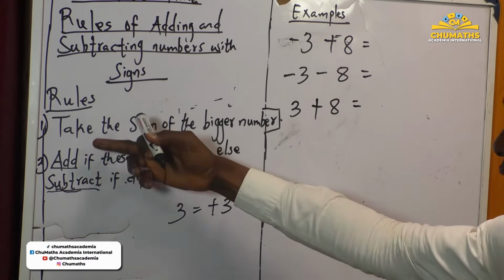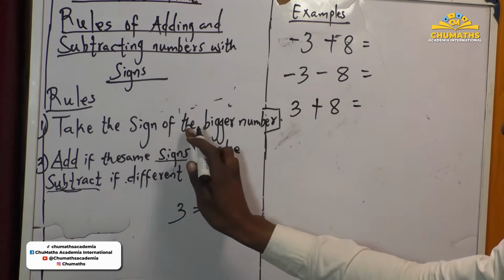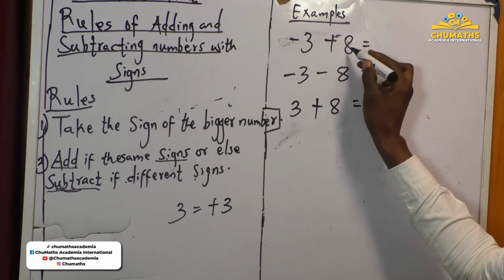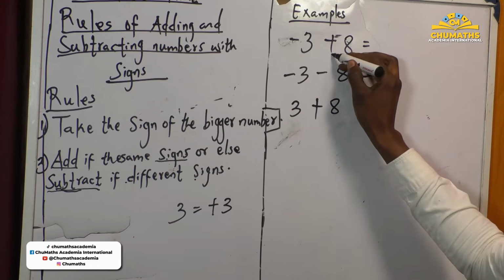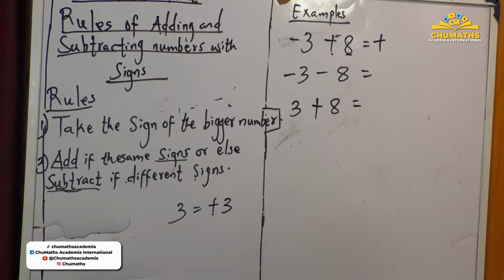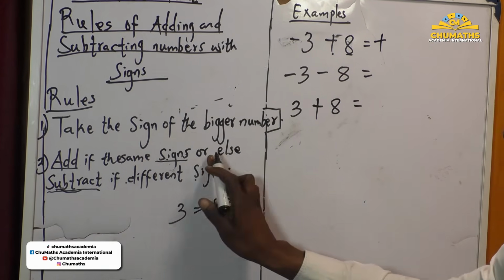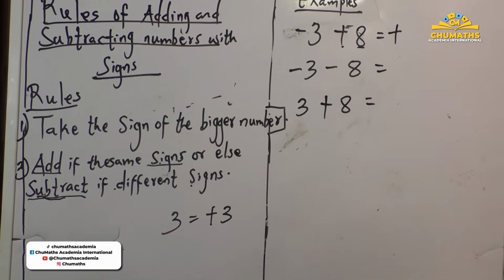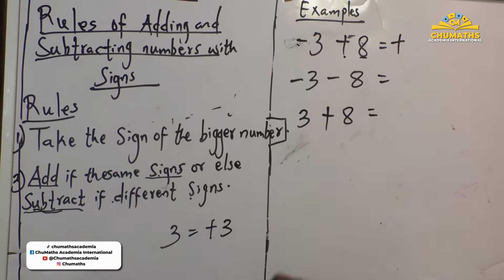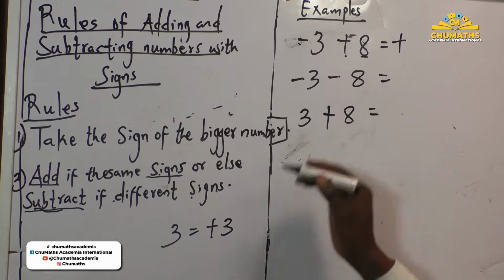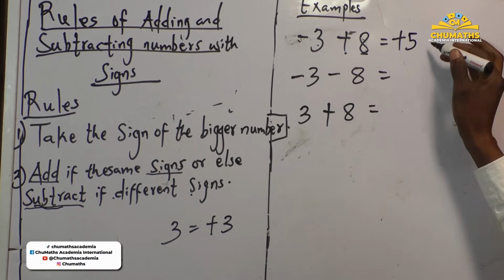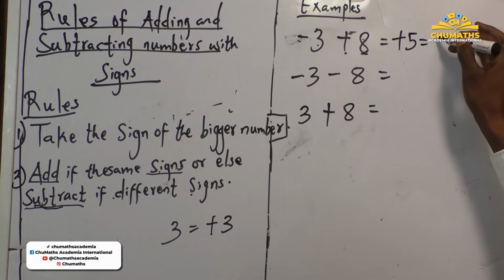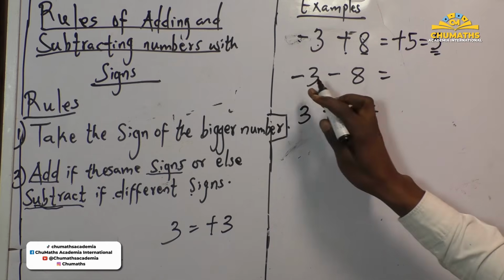So let's follow the same rules that we used there. Take the sign of the bigger number. So what is the bigger number here? 8 now. And the sign of every number is before it. That means this will be minus. Then add if the same sign, or else subtract. Now you can see that these two signs are different. What do we do? We subtract. So 8 minus 3 is 5. So the answer of this is plus 5. And plus 5 also means 5.